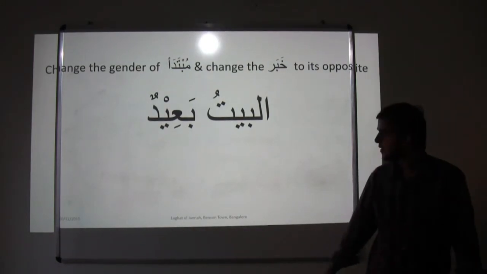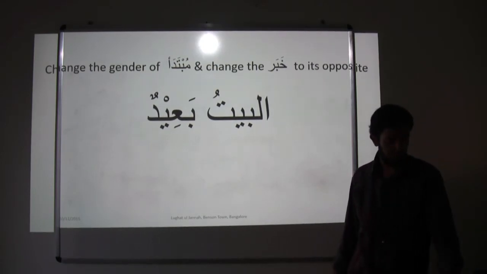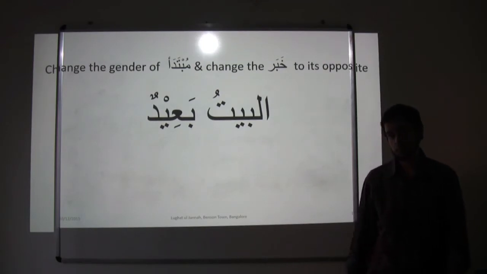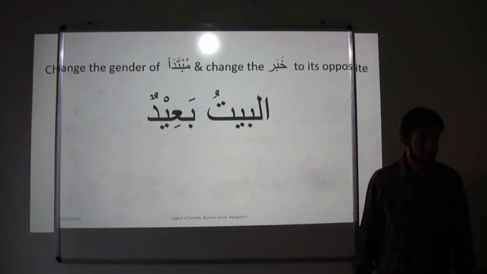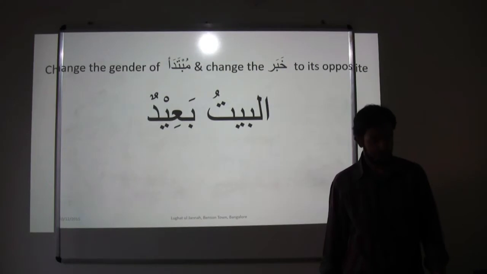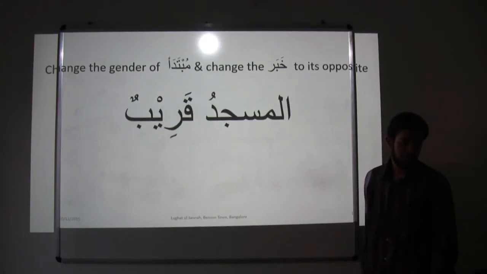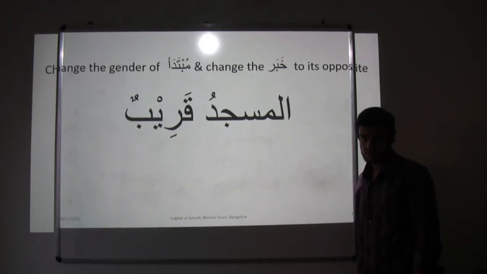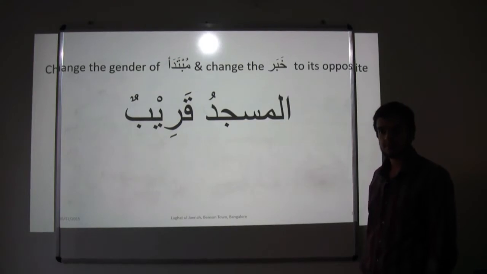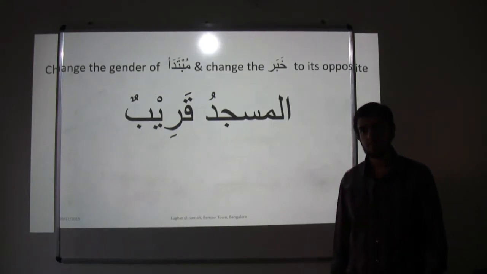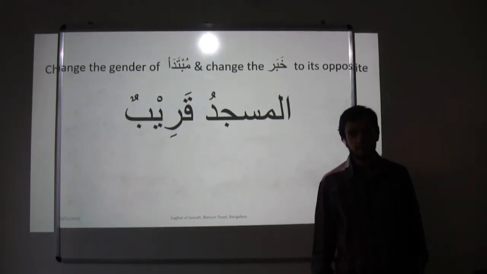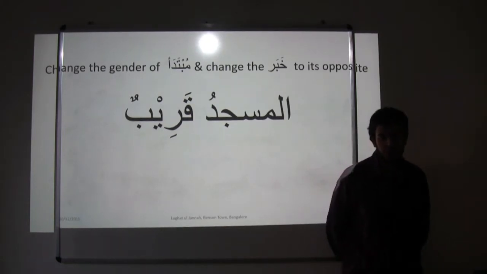Done. Okay, the next one. Simple. Here you use the other building, okay? The one you didn't use. Here you use the other building. We have the word for school and the word for university.